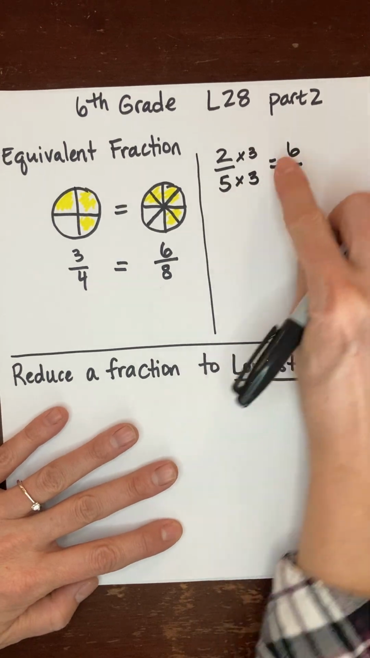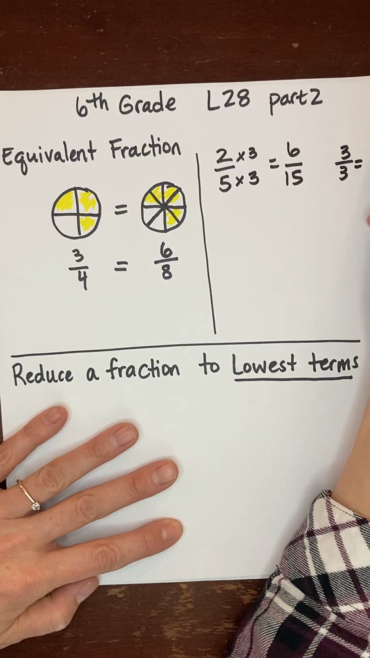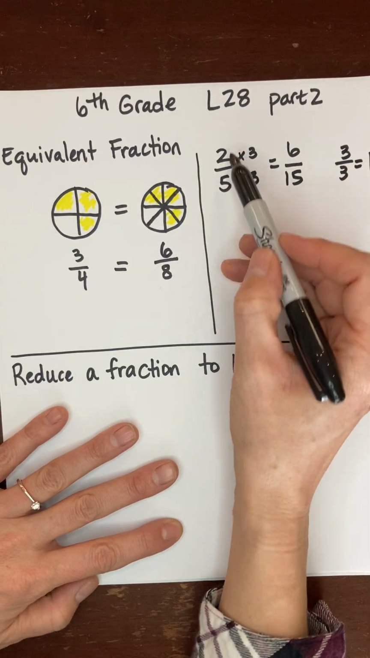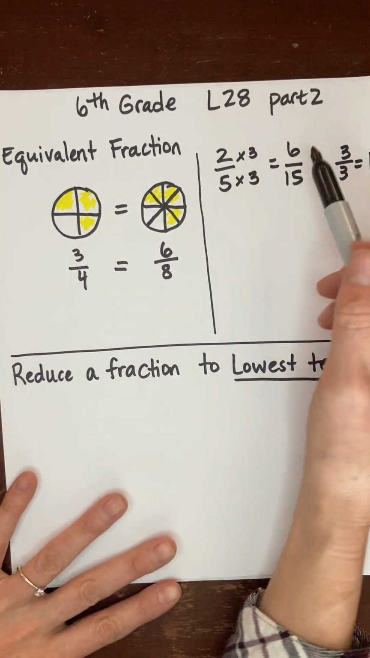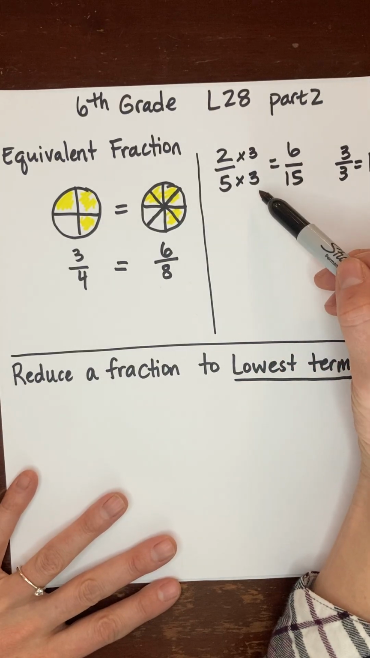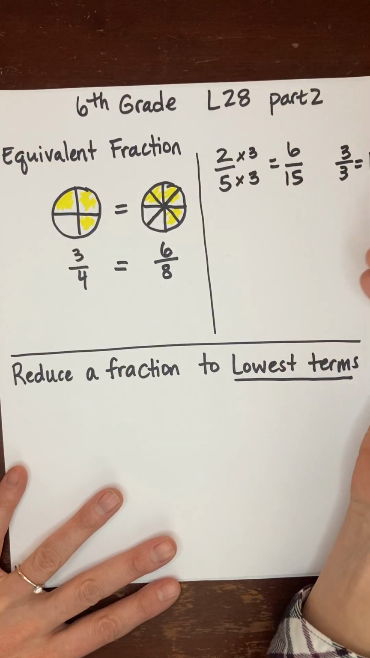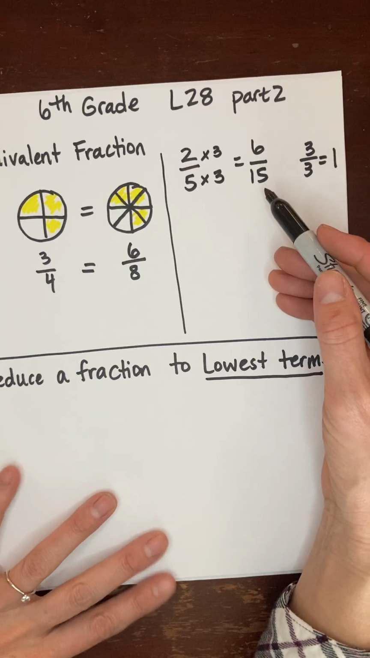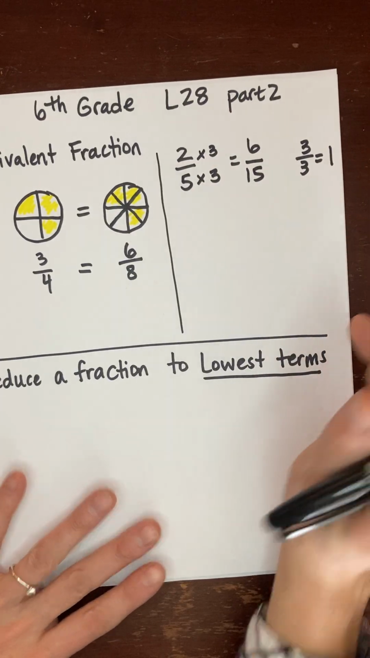And this is equivalent because 3 over 3, if we write that over here, 3 divided by 3 just equals 1. So we've actually just multiplied 2/5 by the equivalent of 1. And when we multiply the top and the bottom by the same number, we have not changed the value of the fraction. We have created a fraction that is equivalent. So now we can say 2/5 is equivalent to 6 over 15.